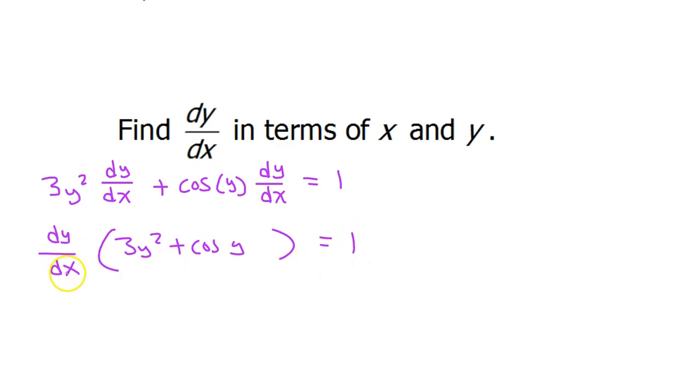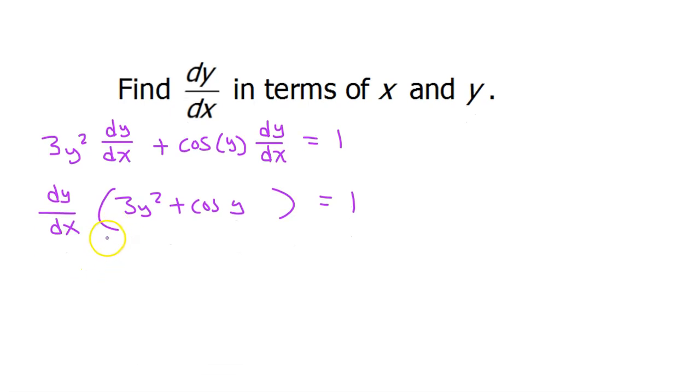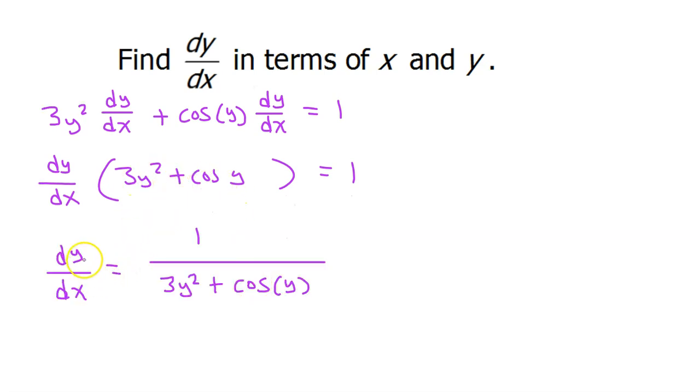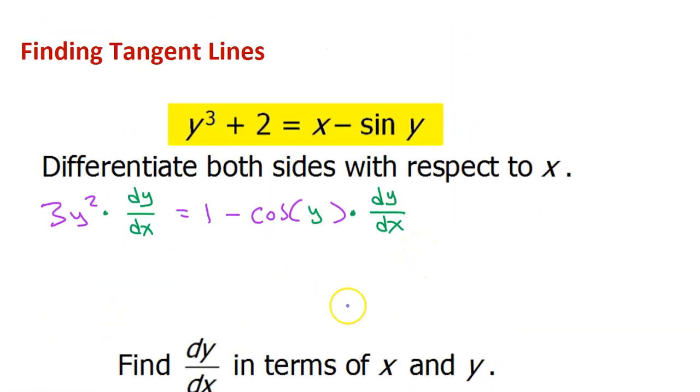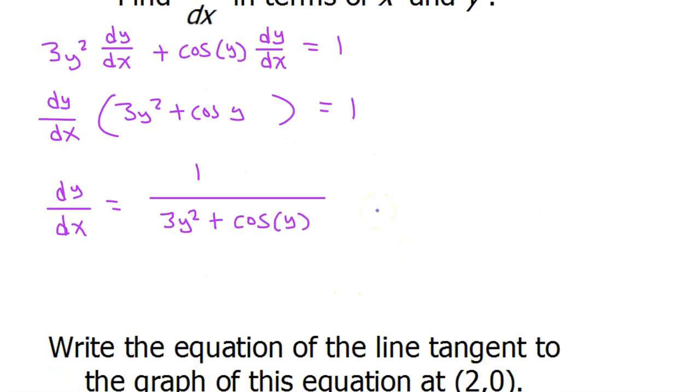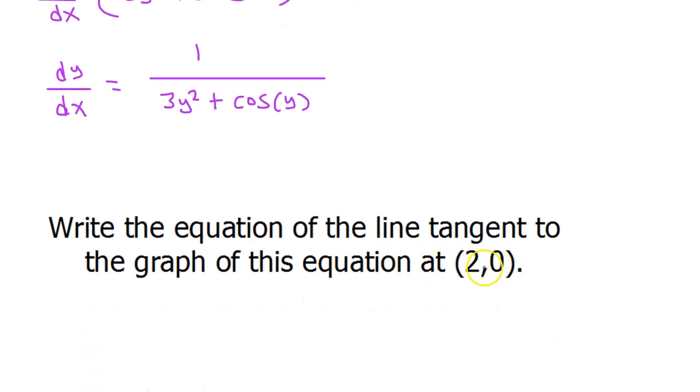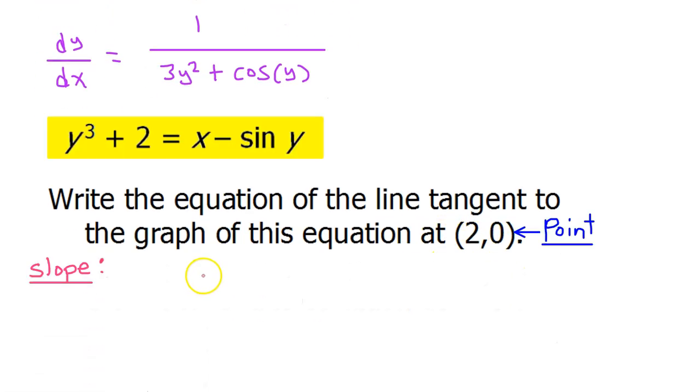We need to get dy dx by itself, so I'm simply going to divide both sides of the equation by 3y squared plus cosine y. So dy dx is equal to 1 over 3y squared plus cosine y. Now it's time to write the equation of the line tangent to the graph of this equation, the one we started with here in yellow, at the point 2, 0. We always write the equation of our tangent line in point-slope form, so we know we need a point and the slope.